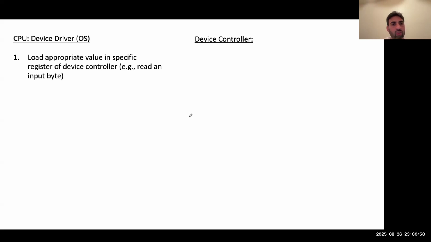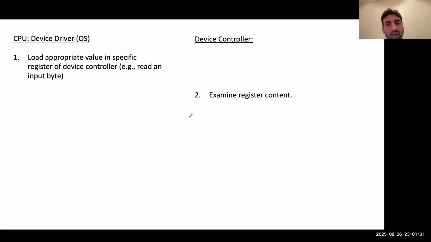So here let's have a look at the timeline of how a device driver, which is a component of the OS and is running on the CPU, interacts with the device controller. The first thing the device driver does to start the interaction is load an appropriate value in a specific register of the device controller. Remember, we said that the driver needs to know the internal details of the device controller, for example what kind of registers it has and the meaning of each register, right? So it loads an appropriate value in a specific register of the device controller. For example, let's say it says read an input byte.